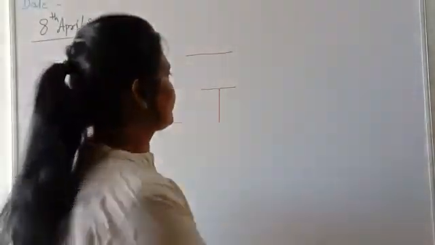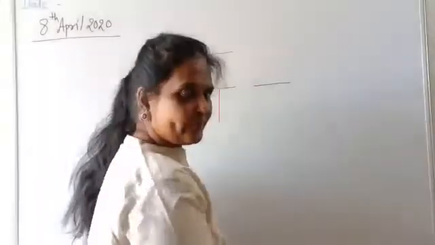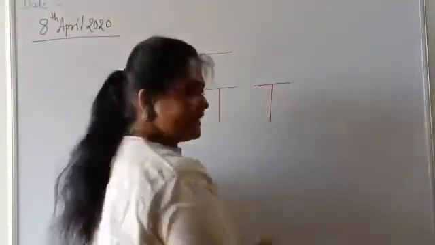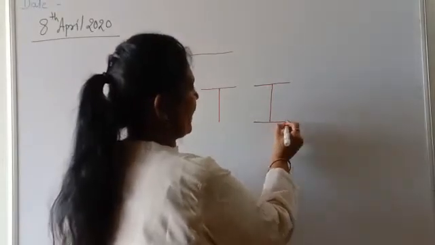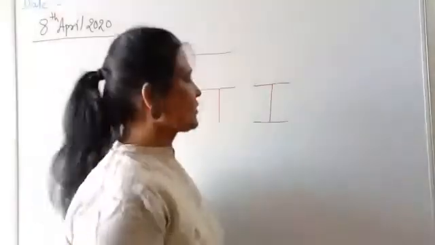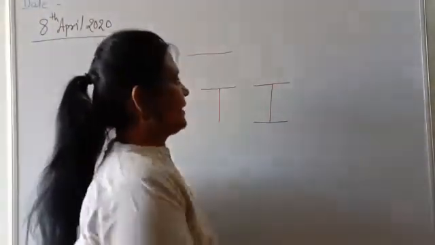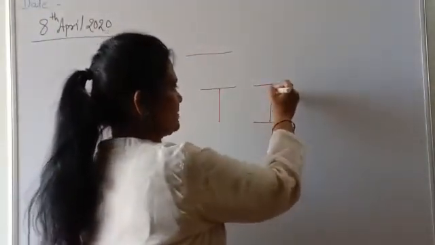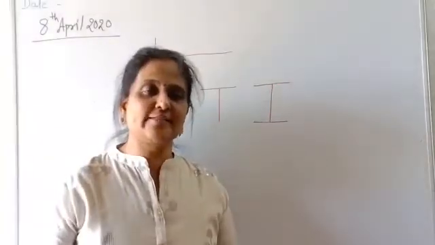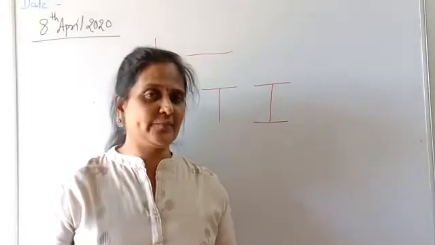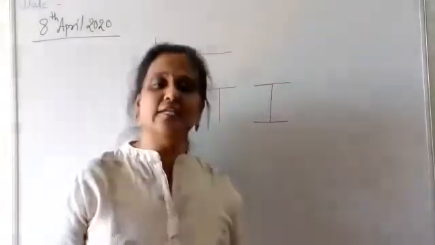Now I will teach you the next letter. After the T, I. How to draw I? First I draw a sleeping line. I draw a standing line and again I draw a sleeping line with the standing line. Sleeping line, standing line, sleeping line. It becomes I.